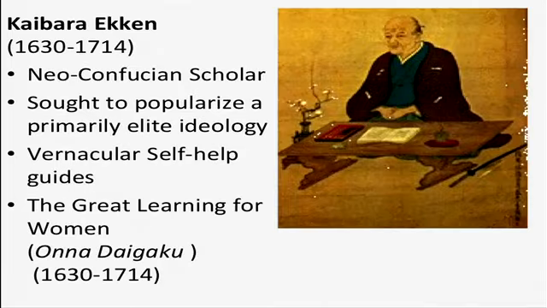So let's talk about Eiken. So one of the big shifts among authors is how do you appeal to this broader audience now that can read? One figure who masters this very well is Kaibara Eiken, who was a Neo-Confucian scholar. So he wants to keep doing that. He wanted to vulgarize Confucian thought. He wanted to make it more accessible.